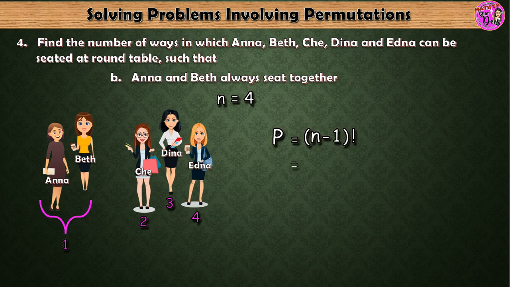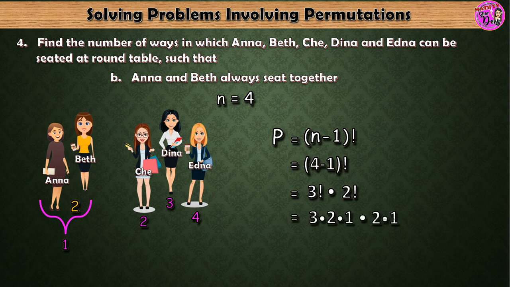Plug in the value, quantity 4 minus 1 factorial equals 3 factorial times 2 factorial. Why? We need to multiply it to 2 factorial because Anna and Beth can change their seats. Simplifying it, 3 times 2 times 1 times 2 times 1. It is equal to 12. Therefore, there are 12 ways these 5 girls can be seated at round table if Anna and Beth always sit together.